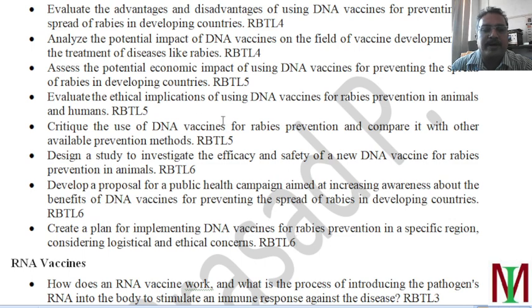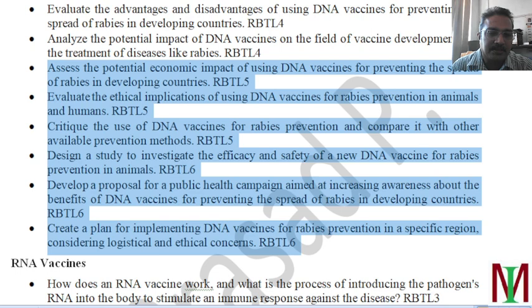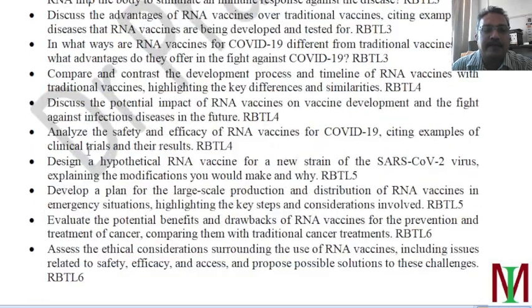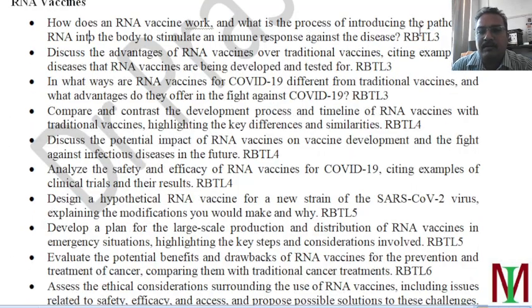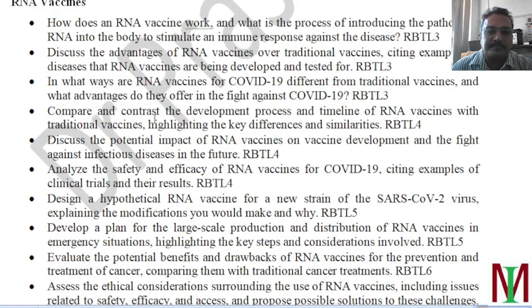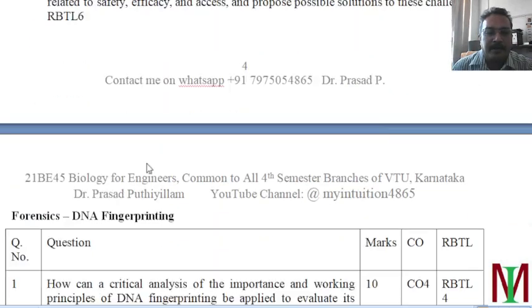From level 5 onwards, don't think that it will be asked. That cannot be asked in the exam; a student cannot put that much effort into writing the exam. Up to level 3, and some level 4 questions, you can check. For the RNA vaccine also, these are given. Level 3 to level 6, I searched, found, prepared and kept. Okay, so that is for the RNA vaccine.